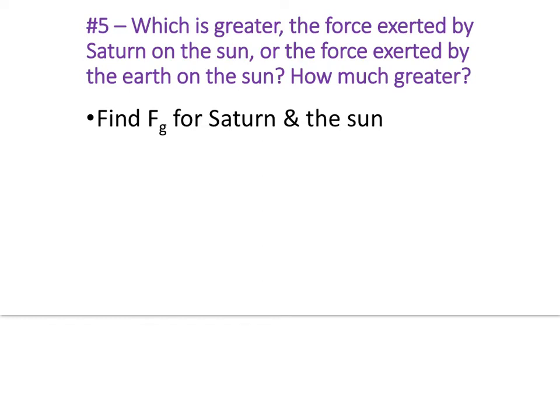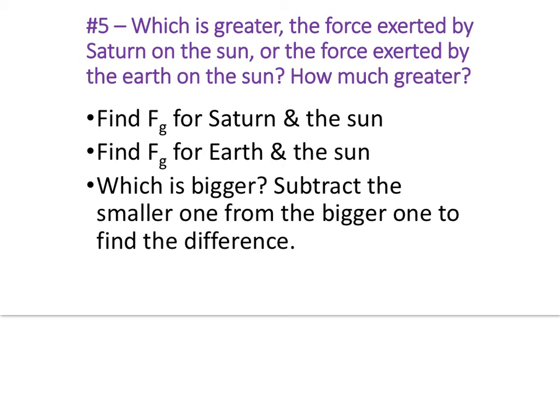Then your second step is going to be to find Fg, or the gravitational force, for Earth and the Sun. You'll do it exactly the same way, except for now your m1 is the mass of the Earth. And then you just compare your two answers. In order to do that, you take whichever one is smaller and subtract it from the bigger one. Find the difference. Tell me which one has a greater force, and then tell me how much greater is that force.